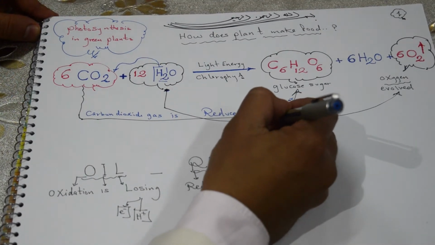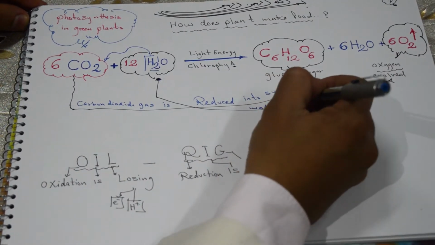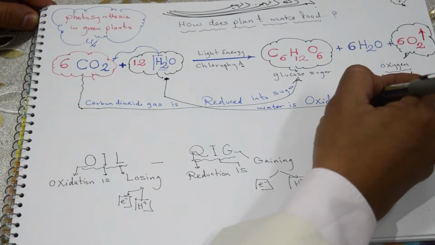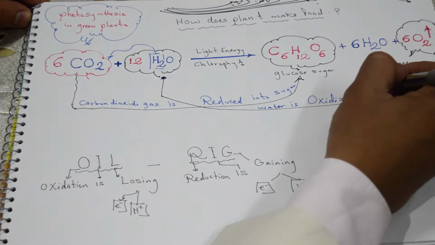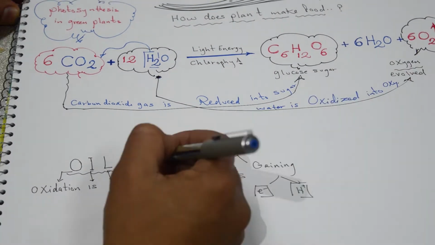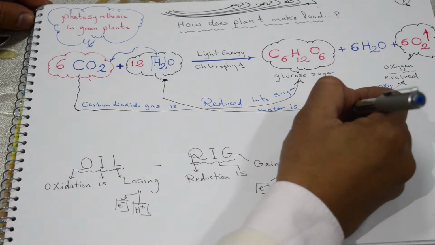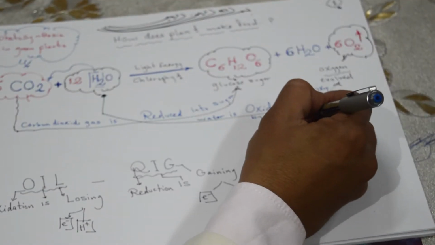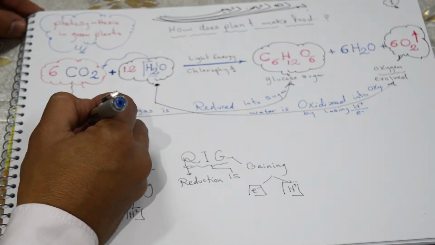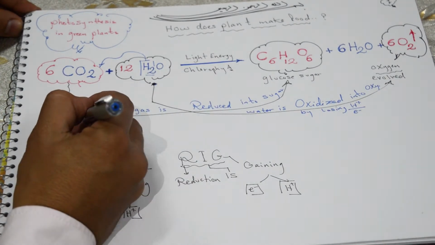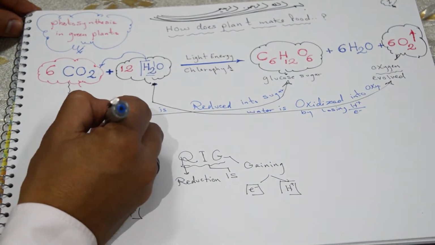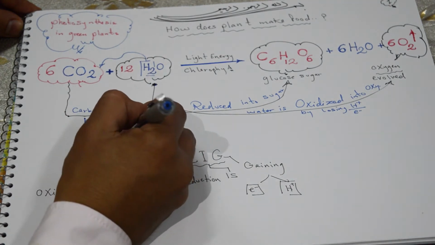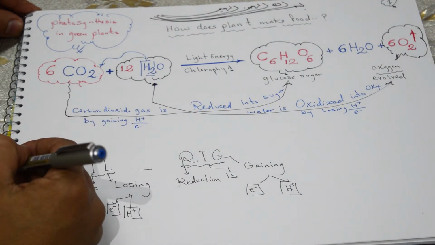Water is oxidized into oxygen by losing hydrogen protons and its electrons. Carbon dioxide gains hydrogen by gaining hydrogen protons and its electrons.